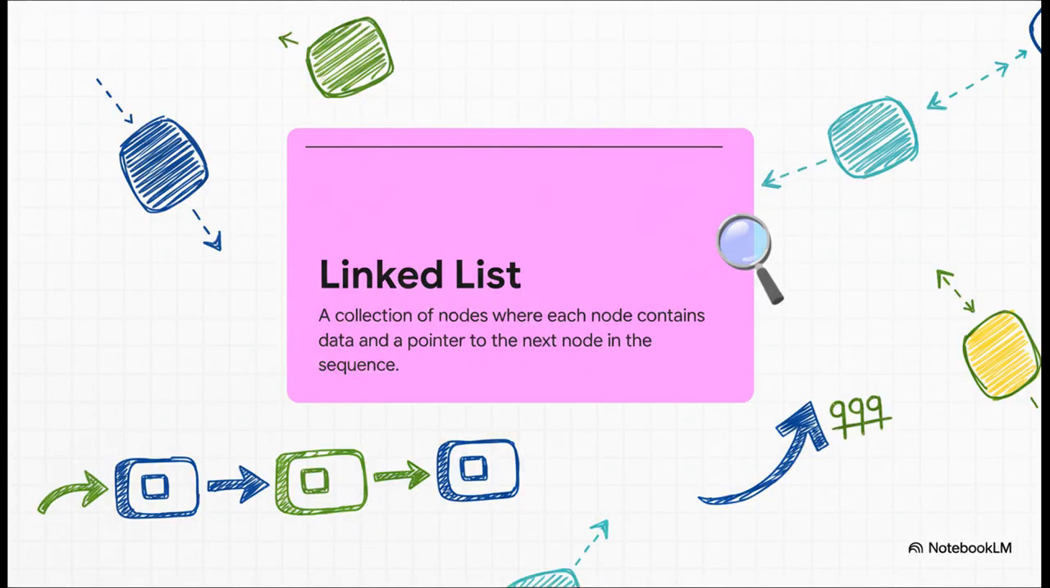The linked list, on the other hand, is completely different. Its elements, which we call nodes, can be scattered all over the place in memory. They're not neighbors at all. So how does it keep track? Well, each node holds its piece of data, but it also holds a pointer, basically the memory address of the next node in the sequence. It's a chain, and that means if you want to find the 100th element, you have to start at the very first one and follow 99 of those pointers to get there.